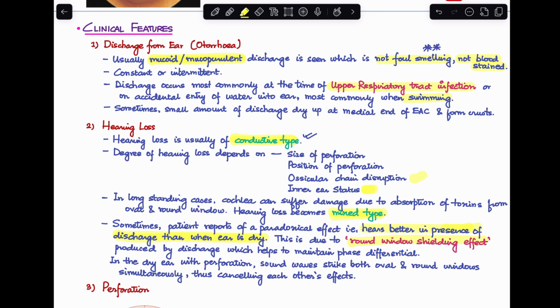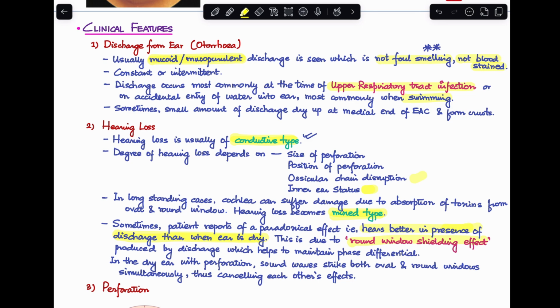So what the discharge is doing here is helping maintain the phase differential, and hence it improves the hearing. Whereas when the ear is dry with a perforation and there is no discharge present, the sound waves end up striking both the oval and round window at the same time, and thus they end up cancelling each other. So the phase differential is lost over here, and in this case you see a greater hearing loss.